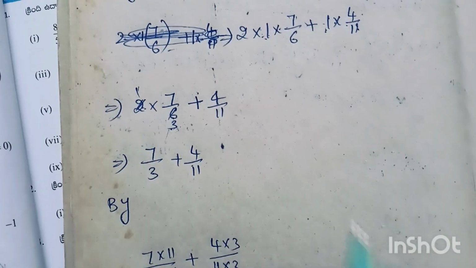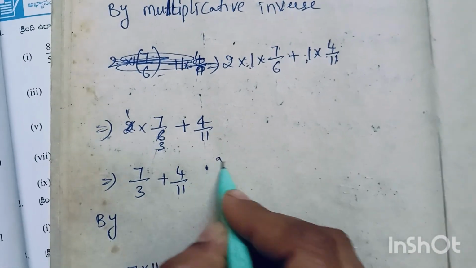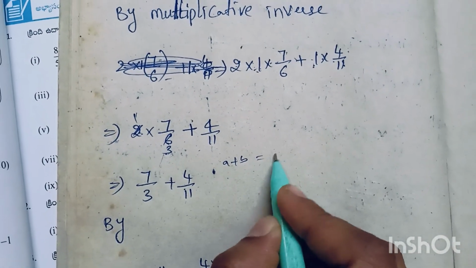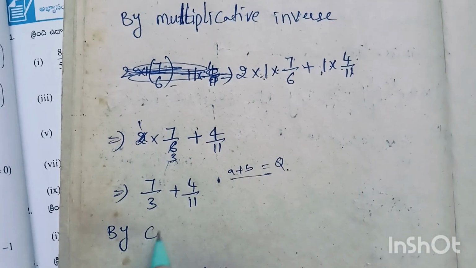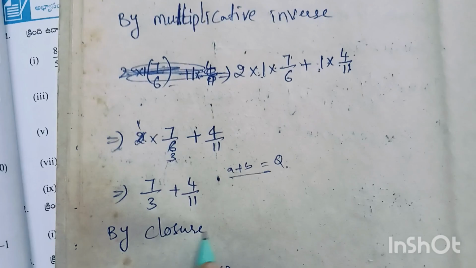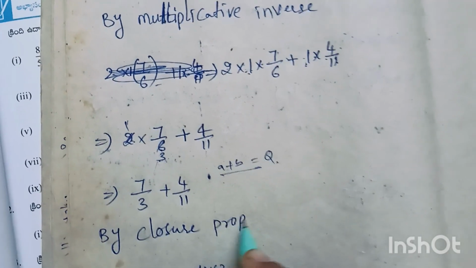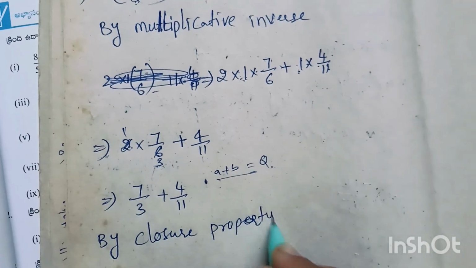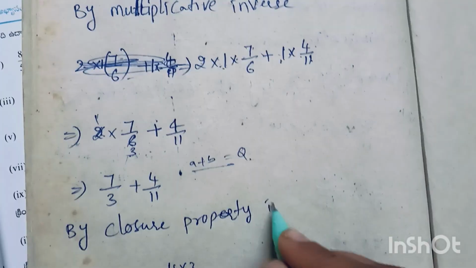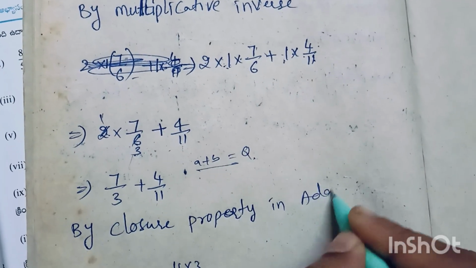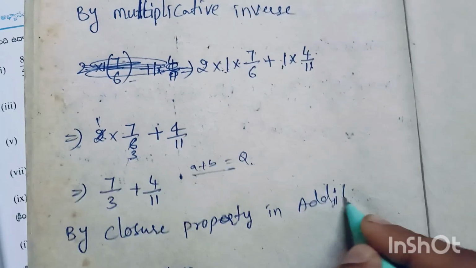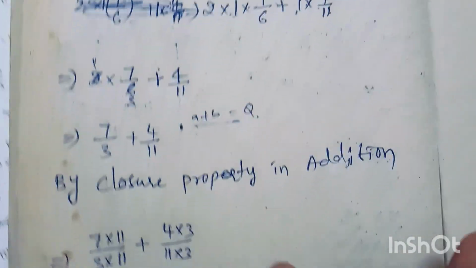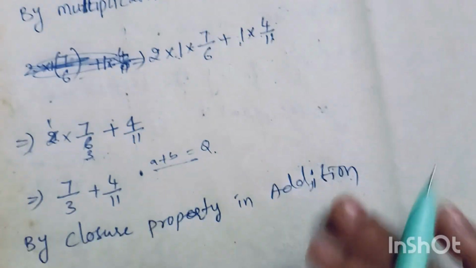Now which property is it? A plus B equals, what will we get? A rational number. So which property? By closure property. By closure property in addition, which is here, no? So that's why addition. So what will be there? Here we have to do just addition.